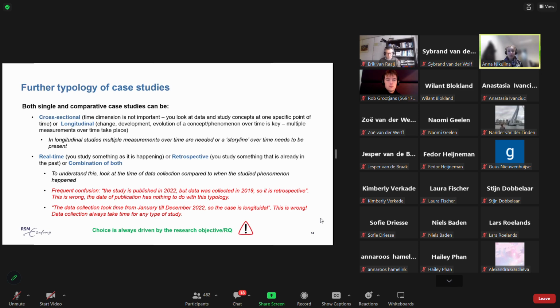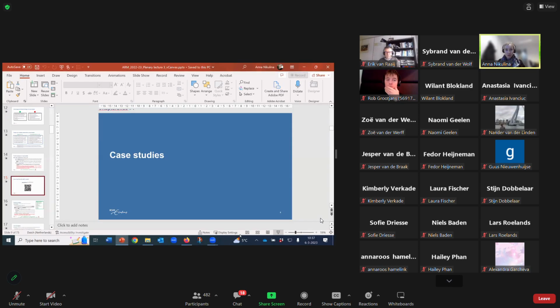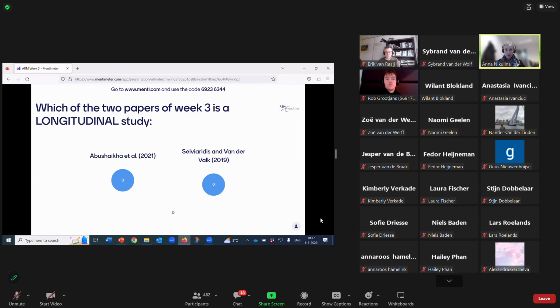And we will look in just a second at our week 3 papers, and then I think this will also answer Rob's question, and then we will also answer a couple more questions. Yeah. So I will go to Mentimeter, and this is the code that you can see again. Yeah, so which one is longitudinal? Which one studies something over time? So in which paper do you see time aspect and multiple measurements over time?